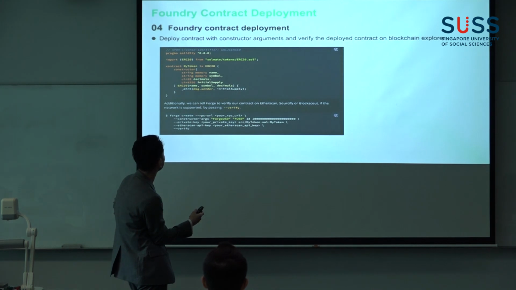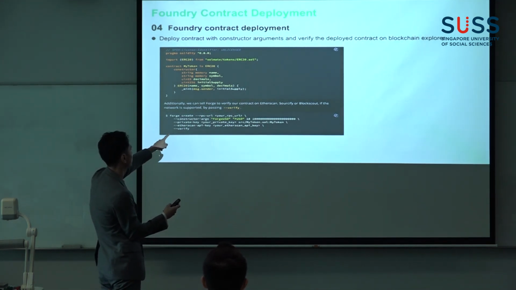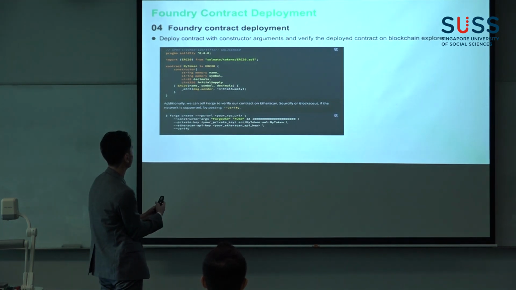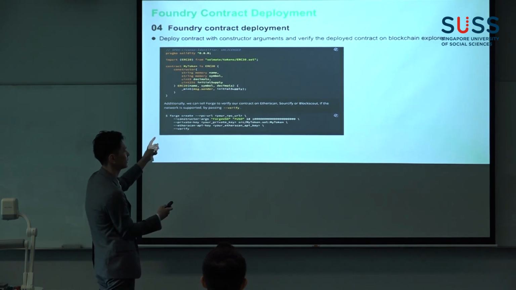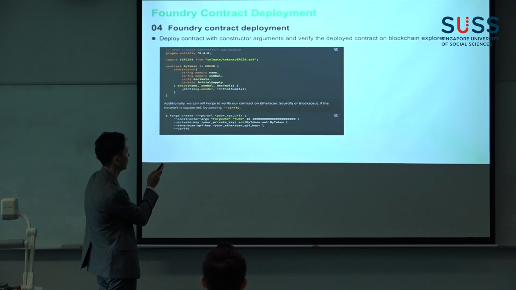Yeah. For contract deployment, we can pass in the constructor arguments in the command line, and this is for when you try to deploy your contracts on your test chain or the main network. There's also a new function called verify, with which you can verify that your contract is on Etherscan.